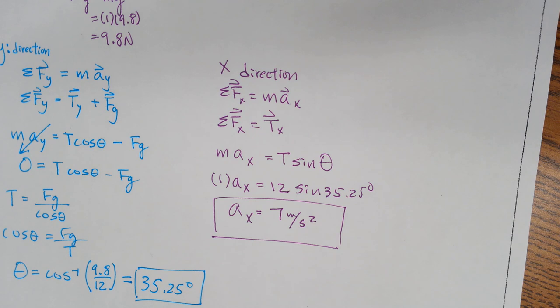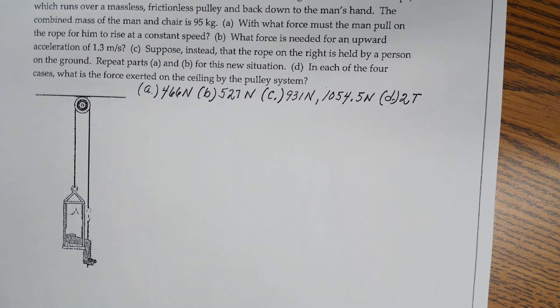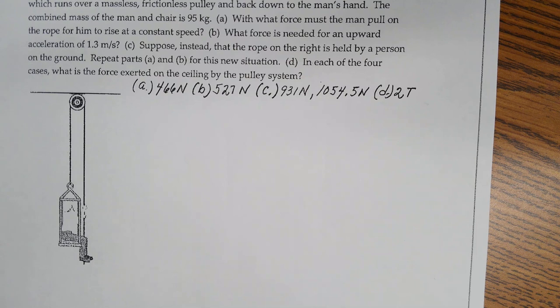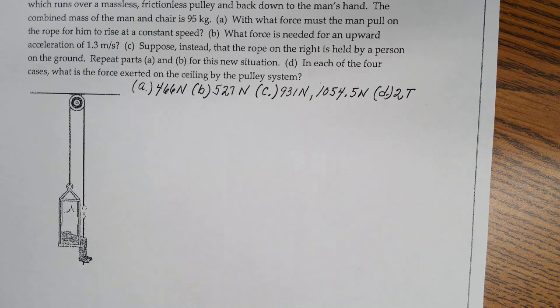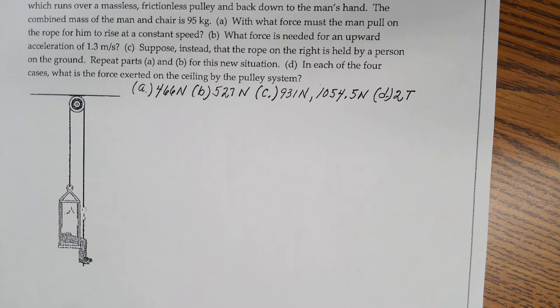All right, now we have the time to go back to that climbing dude. Maybe you could take a look at it, actually. All right, here we go. A figure is shown below, right? A man sitting in a boatswain's chair, I guess like window washers use these, right? Dangles from a massless rope which runs over a massless frictionless pulley and back down to the man's hand. The combined mass of the man and the chair happens to be 95 kilograms, okay?